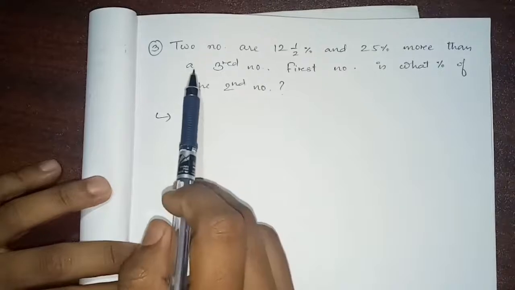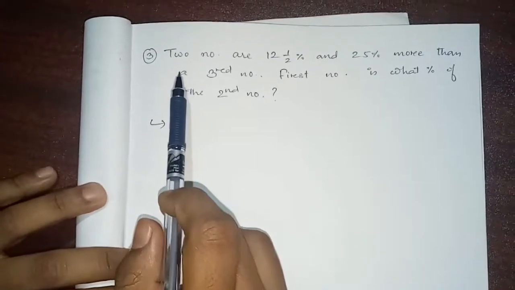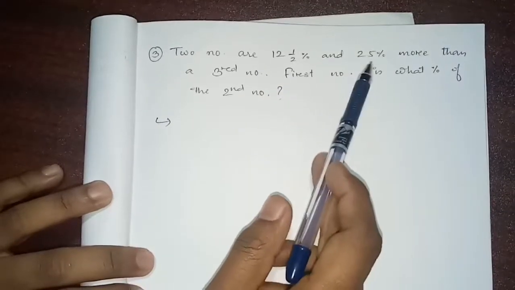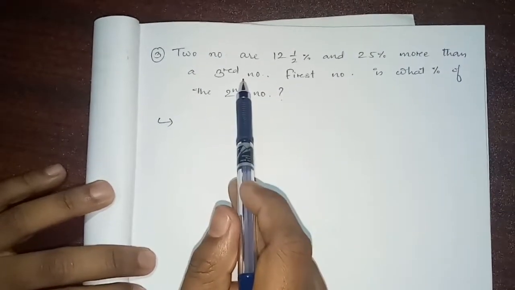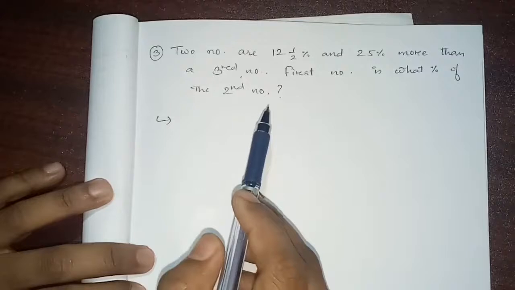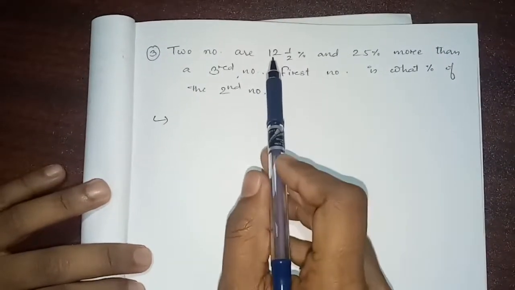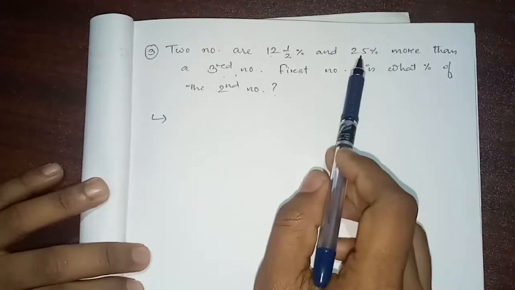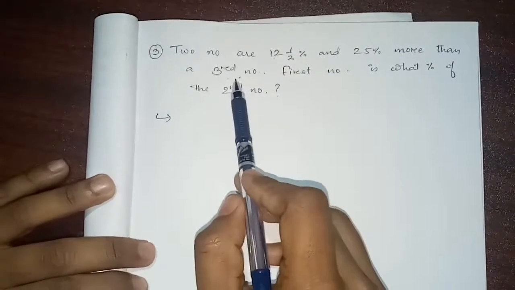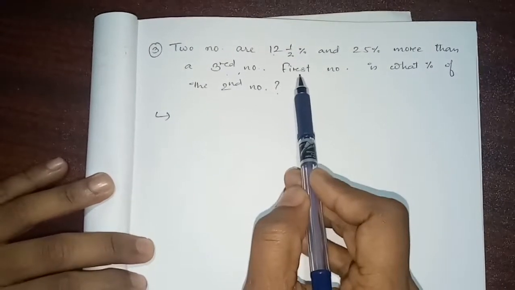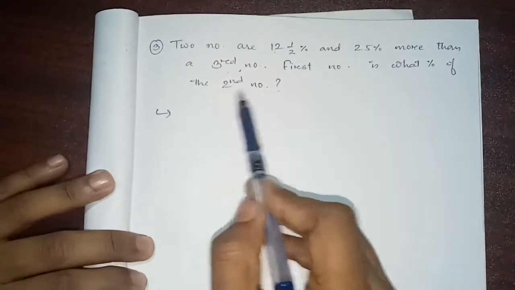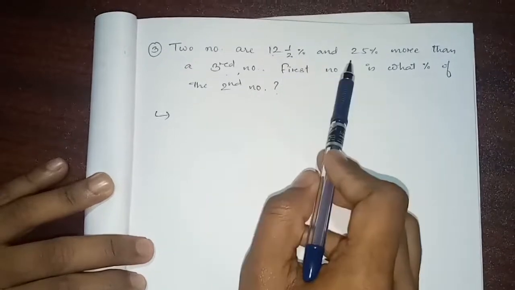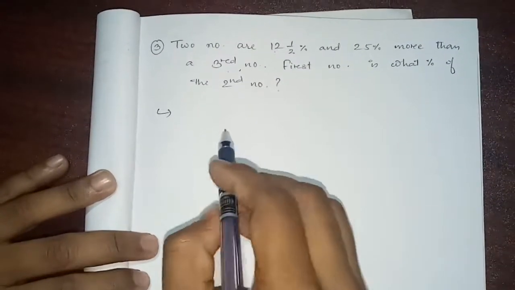So let's move to the next question. The question is, two numbers are 12.2% and 25% more than the third number. Okay, means there are two numbers. First number is 12.2% more than the third number, and the second number is 25% more than the third number. So what is required to find? That is, first number is what percentage of the second number. You need to compare the first and second number. So how will you approach this question?